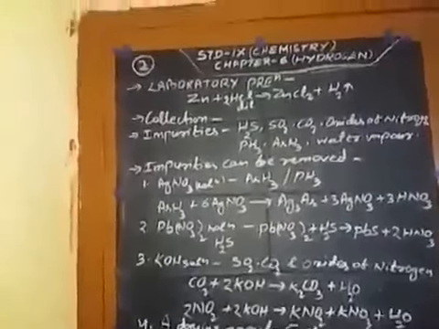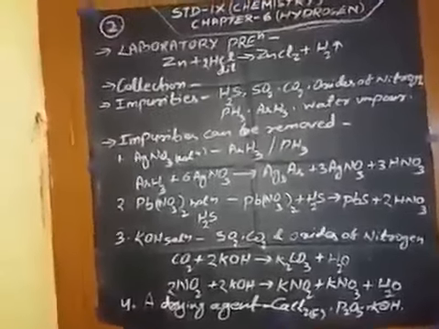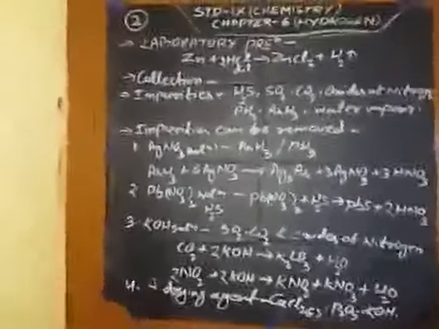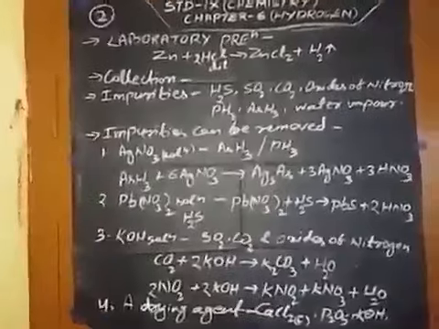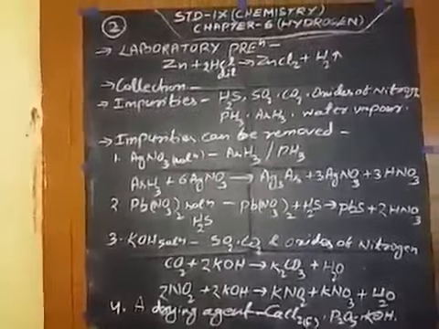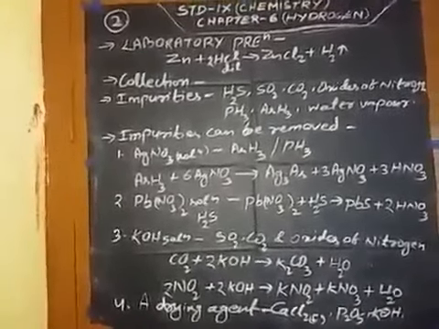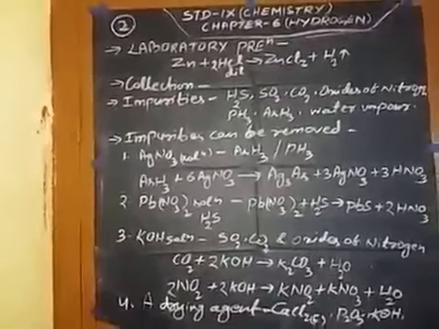See on page 103, figure 6.6. Here zinc granules are added, and the dilute acid is added with a thistle funnel. The thistle funnel must be dipped in the acid. Then there is the apparatus in which hydrogen gas is collected.